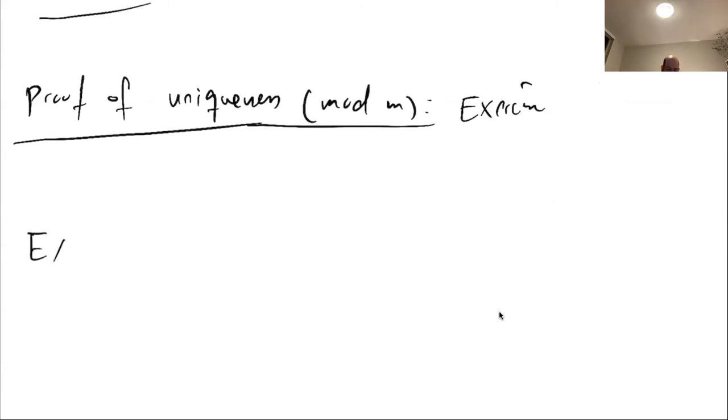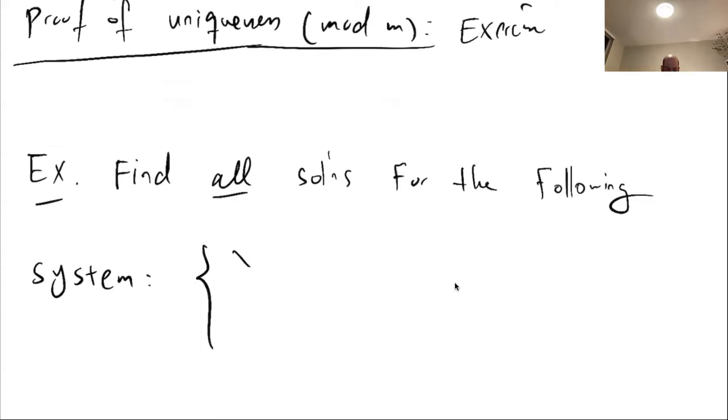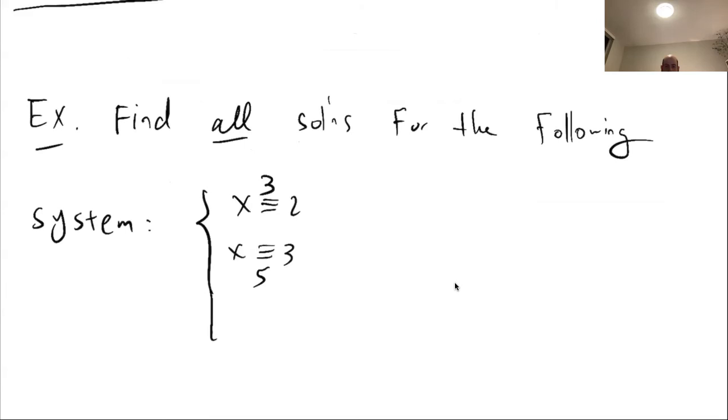Okay, so now let's look at an example. Find all solutions for the following system. The system is: X is 2 mod 3, X is 3 mod 5, X is 2 mod 7.